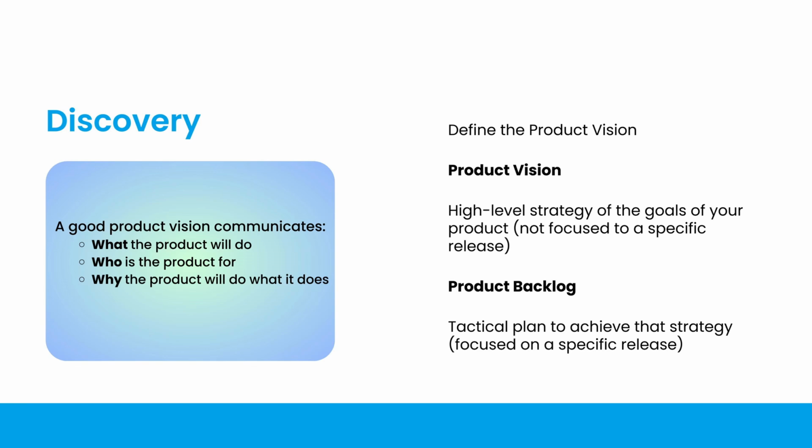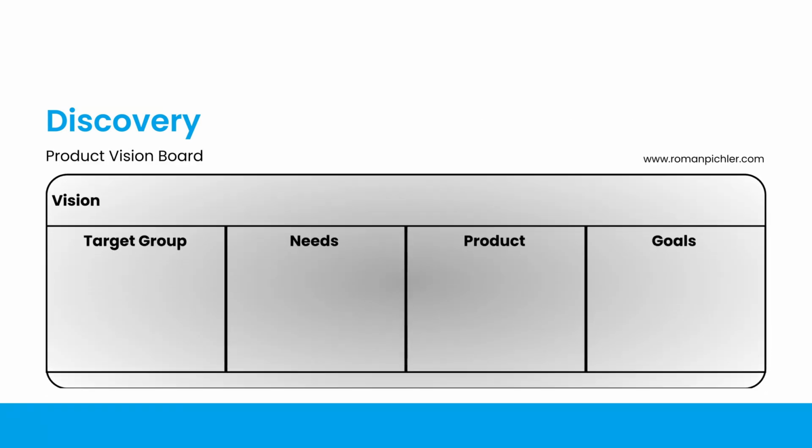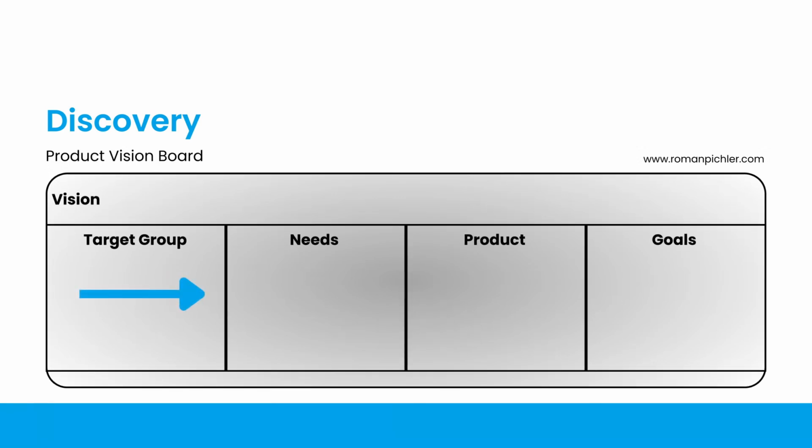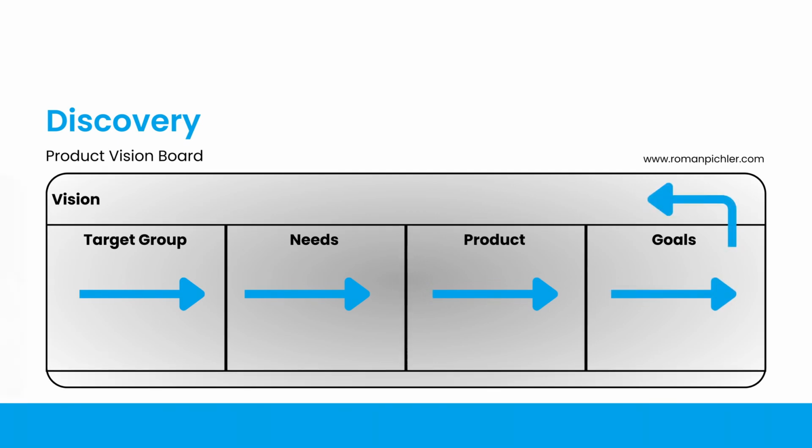To first define the product vision, it's useful to try and fill out a product vision board. And in this board, you will define the target group, the needs of that target group, the products that you're thinking of building, and the business goals. And through that, you will then decide on what the vision should be.